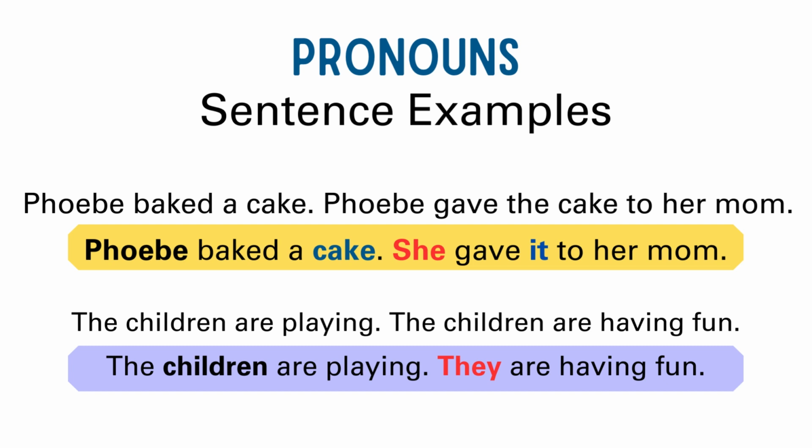Now let's check if this follows the rule. Is it clear that she refers to Phoebe? Yes, it is. In the first sentence, there's only one person mentioned, and Phoebe is a girl, so she is accurate. Also, the only other noun in the first sentence is cake, and it is a thing, so the pronoun it is correct. For the second sentence, we use they to substitute for children, and yes, it followed the rule. You agree?